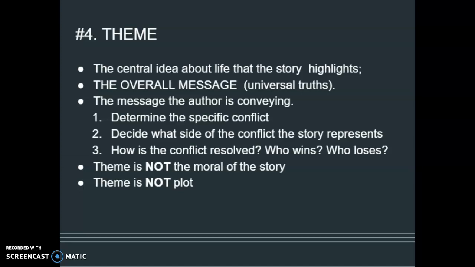So to determine theme, you can look at the conflicts in the story, decide what side of the conflict the story represents or where you think the author falls in terms of the conflict, and look at how the conflict is resolved. Who wins? Who loses? That can help you determine theme. Remember, theme is not the moral of the story, and theme is not a plot. We're going to talk more about theme later next week.